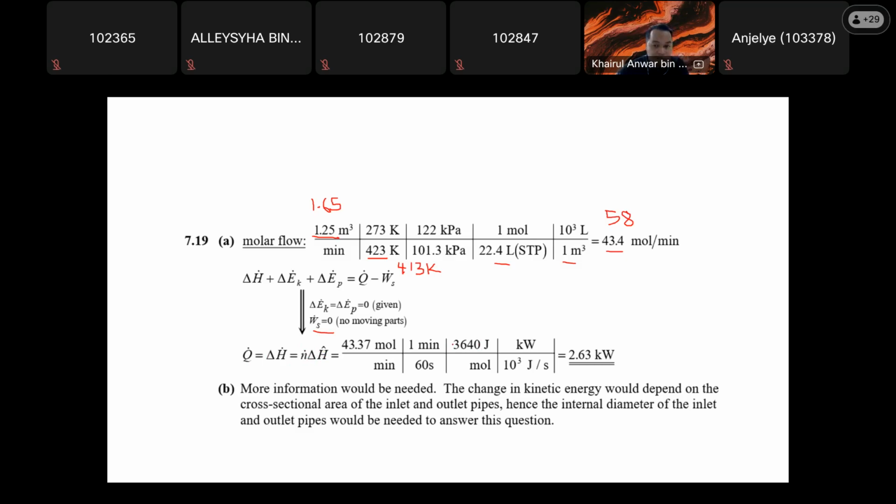So the molar flow rate in moles per minute times 33.9 joule per mole, from the pressure conversion, you get 2.79.